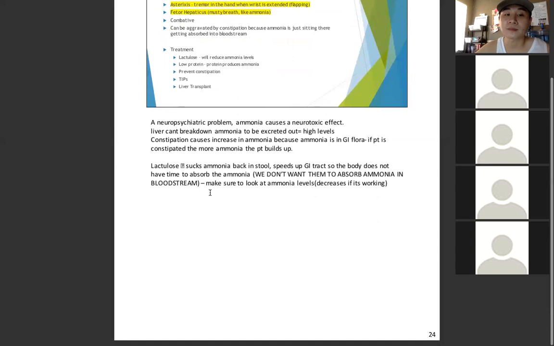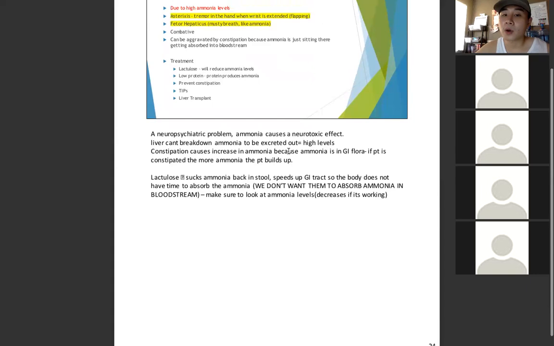A neuropsychiatric problem. Ammonia causes a neurotoxic effect. The liver can't break down ammonia to be excreted, causing a high level. Constipation causes an increase in ammonia as well, because ammonia is sitting in the GI tract. If the patient is constipated, the more ammonia builds up in the patient.